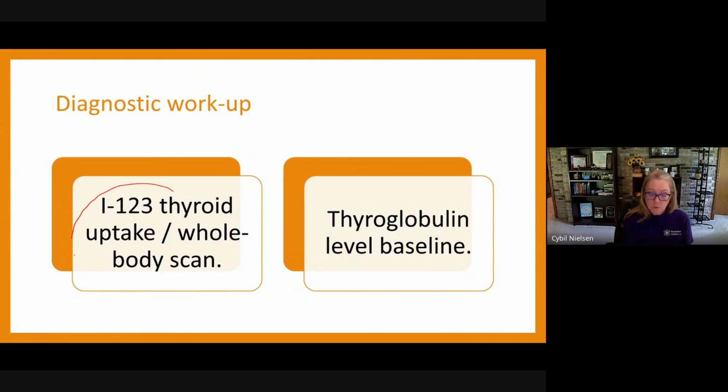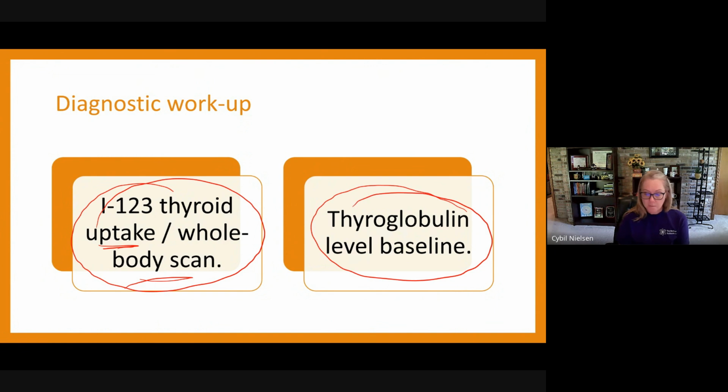The diagnostic workup is that I-123 whole body scan or an I-123 uptake. It depends. If you're looking at hyperthyroidism, you're going to do an uptake. If you're looking for thyroid cancer, it's the whole body scan. Thyroglobulin. Why do we get a thyroglobulin level in somebody with thyroid cancer?